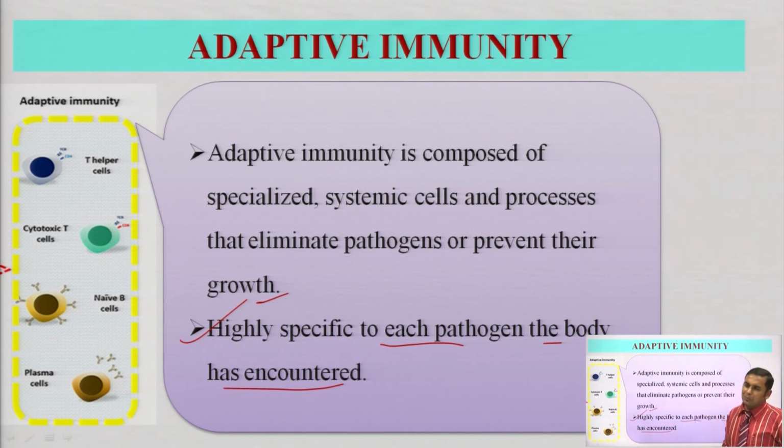Take SARS-CoV-2, the coronavirus. You might have heard that many scientists and research papers have mentioned that a specific type of antibody is generated in our body when the coronavirus enters our body. So, that antibody will be specific. For other viruses it might not work in a proper manner, because it is specific.